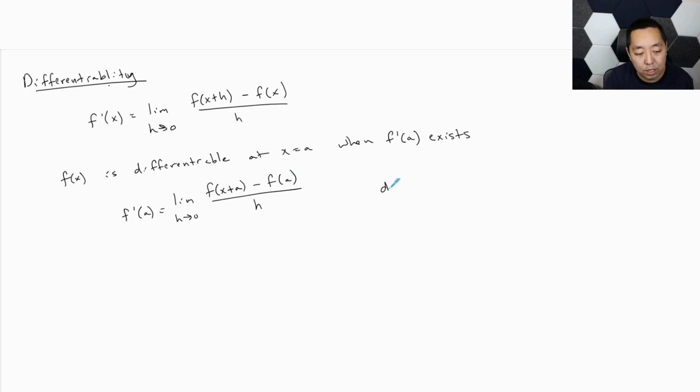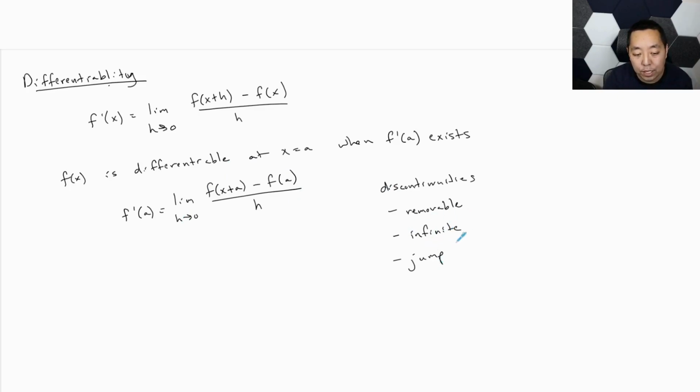And we could talk about the three types of discontinuities: we have removable, infinite, and jump discontinuity. Basically, you can prove that this limit won't exist if any of these are true, because if you try to compute the limit, you'll find that it won't work.